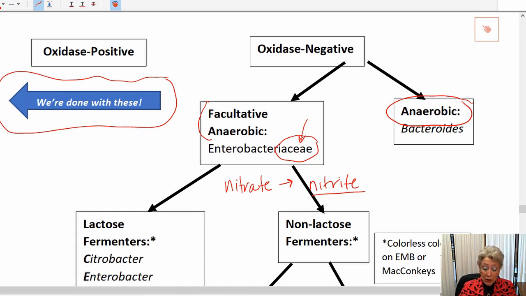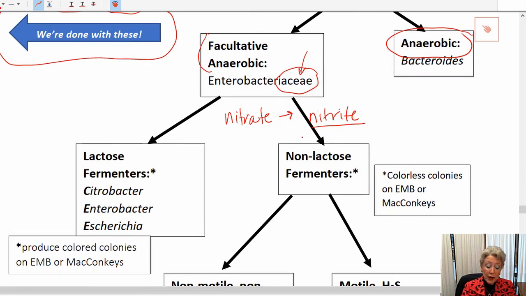It's a rather large group of organisms that are divided first into those who are lactose fermenters versus those who are non-fermenters of lactose. Remember, the ones who don't ferment will make colorless colonies on the two differential media, eosin methylene blue or MacConkey's. The ones who are fermenters will make colored colonies.